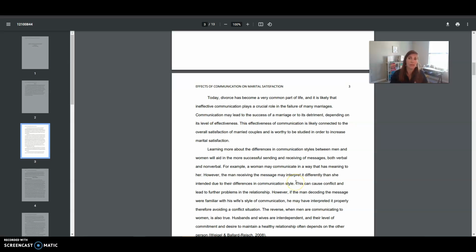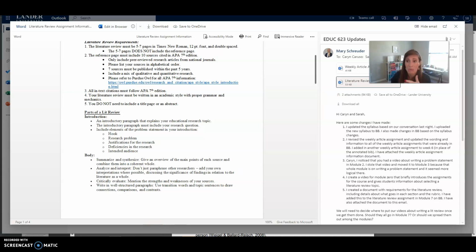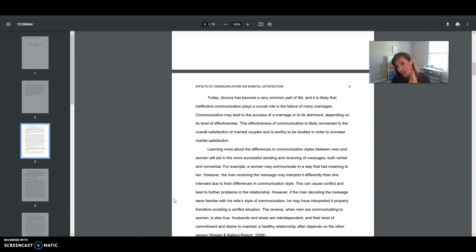So just to review one more time, your introduction should include an introductory paragraph that details what your research topic is, as well as your research question. And then you should have the elements of what good writers do when they're looking at the problem statement. So you should have a hook. You should have a research problem. You should have the justifications for the research. You should have deficiencies if you found them. You should have your intended audience mentioned as well.